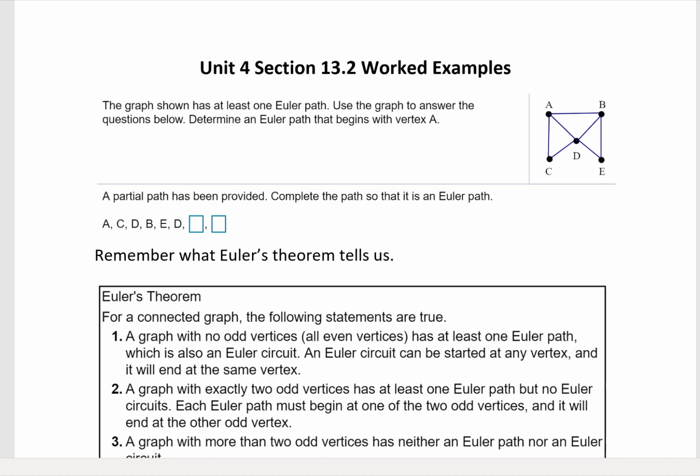So it started at A, and then it went to C. And then from C it went to D. And then from D it went to B. And from B it went to E, and then from E it went to D. And so where does it have to go to finish up? Okay, it can't go back to B because we've already been across that, so it's going to have to go to A and then to B. And notice that it's ending at the other odd vertex.